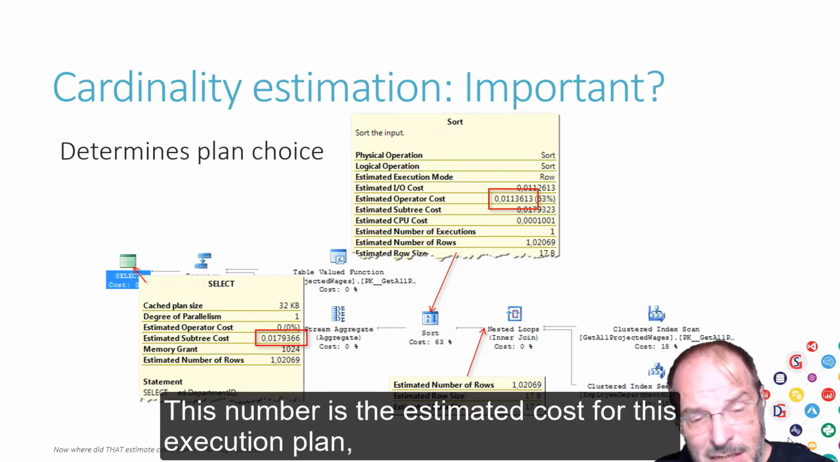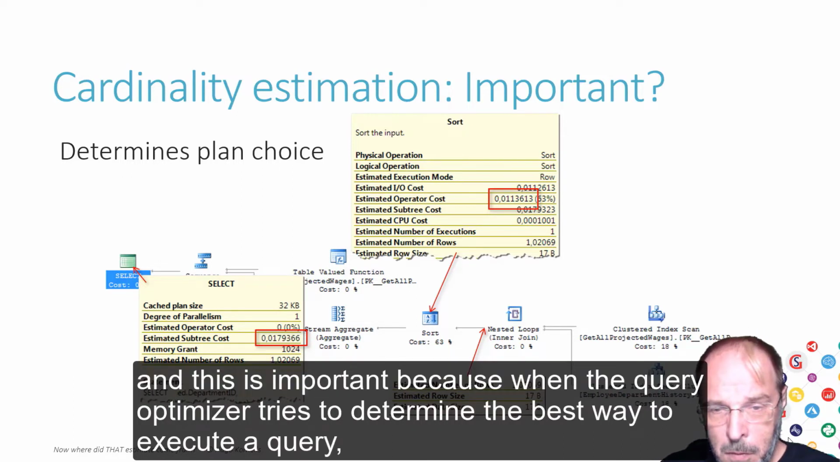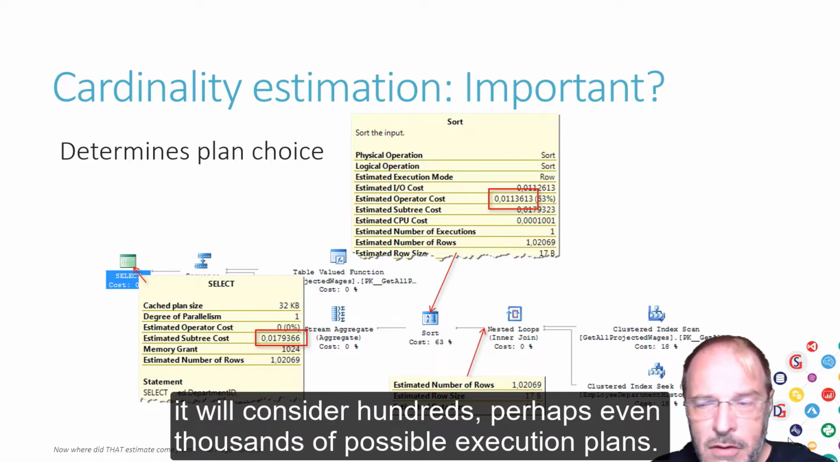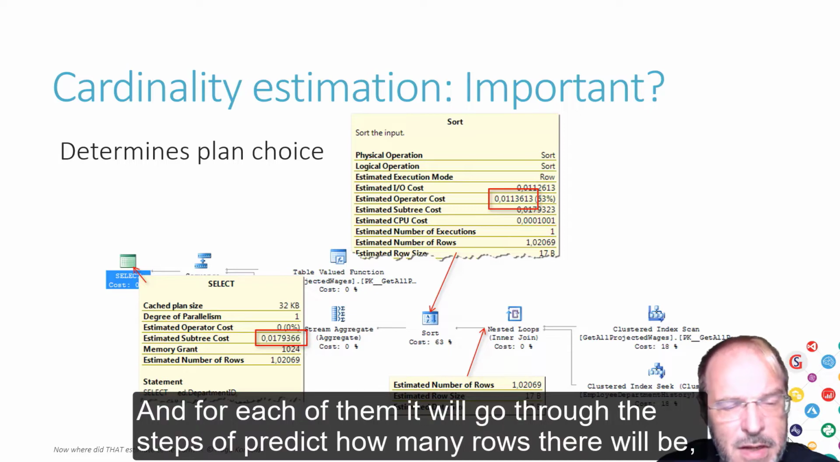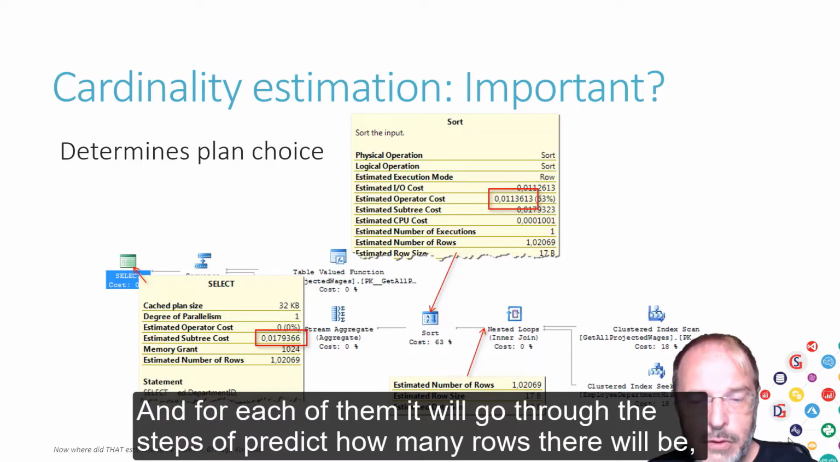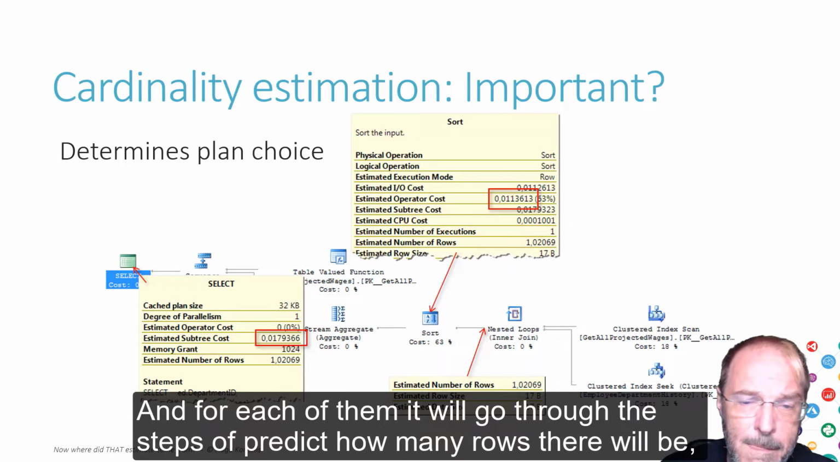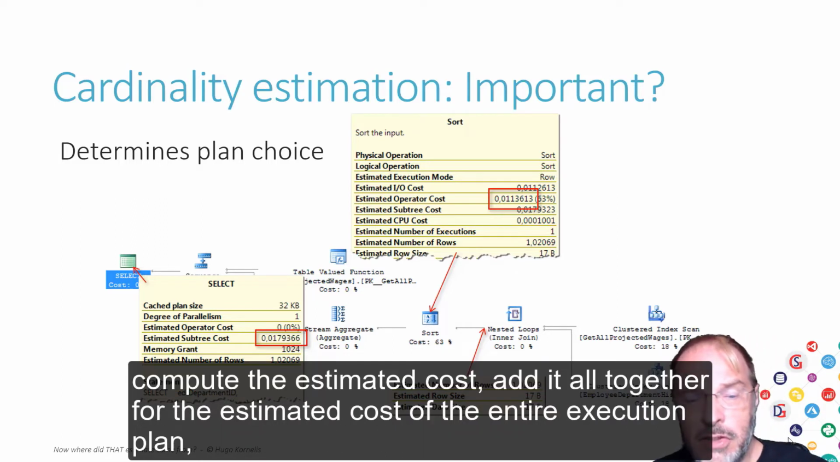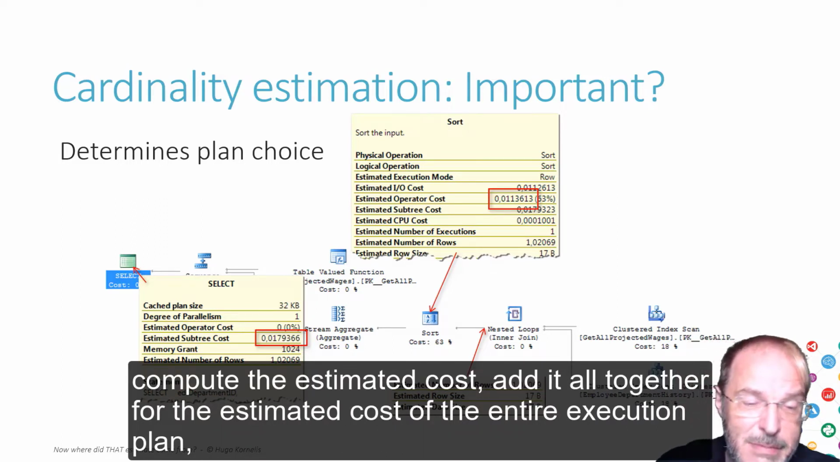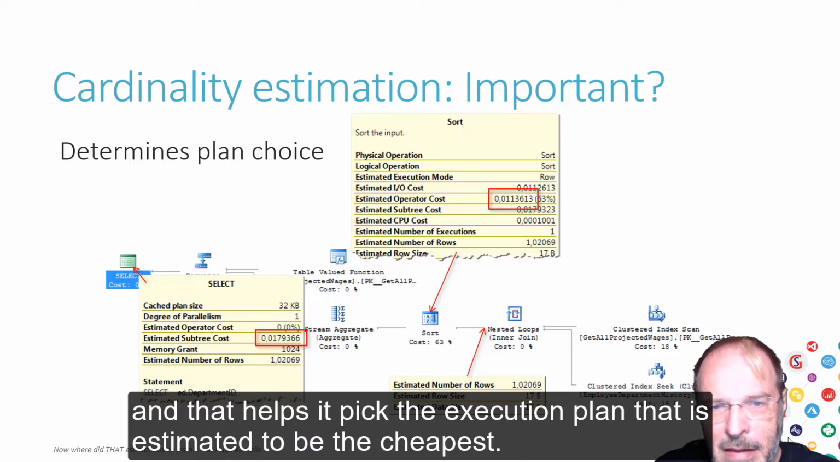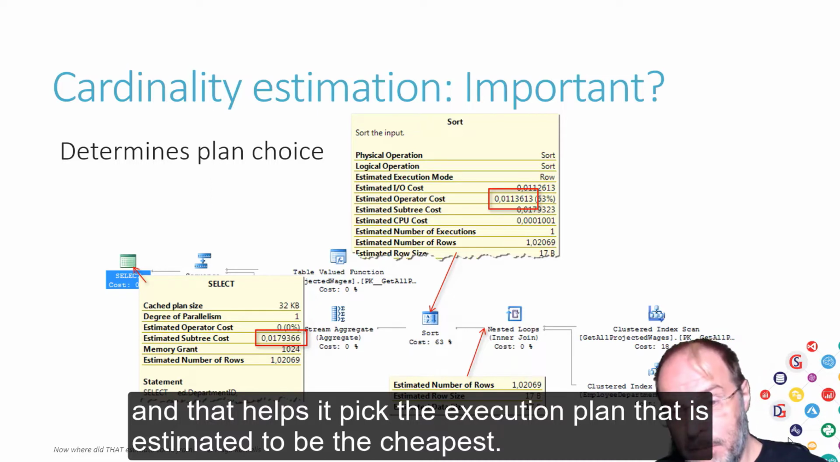This number is the estimated cost for this execution plan. And this is important because when the query optimizer tries to determine the best way to execute a query, it will consider hundreds, perhaps even thousands of possible execution plans. And for each of them, it will go through the steps of predict how many rows there will be, compute the estimated cost, add it all together for the estimated cost of the entire execution plan, and that helps it pick the execution plan that is estimated to be the cheapest.